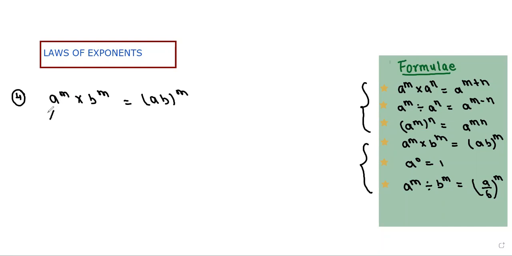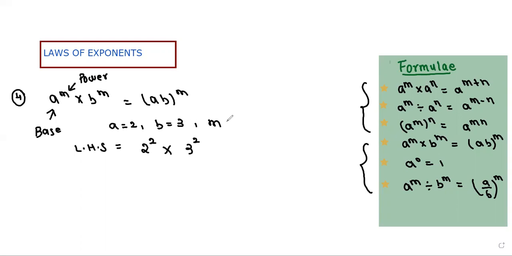We already know that this is called the base and this is called the power or exponent. As you can see, on the left hand side we have a and b as the base, meaning both are different, and m is the power, which is the same. So here also m and here also m. Let us take a and b as two different numbers, for example 2 and 3, and I have to take the power the same, so let us take power as 2. So here a is equal to 2, b is equal to 3, and m is equal to 2.